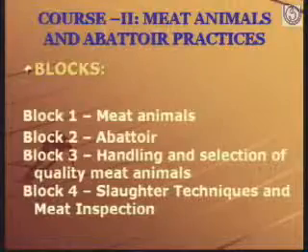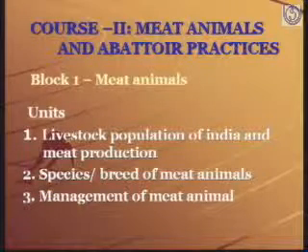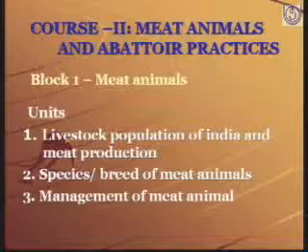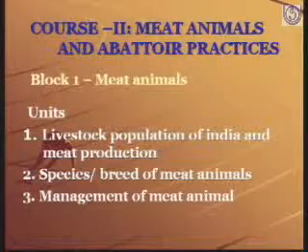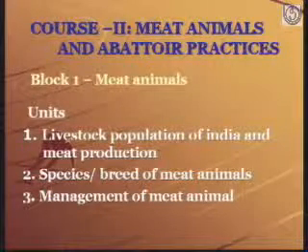The first block, that is the meat animals. This block is again divided into 3 units. First unit is livestock population of India and meat production. Second unit is species and breed of meat animals. And third unit will be the management of meat animals.